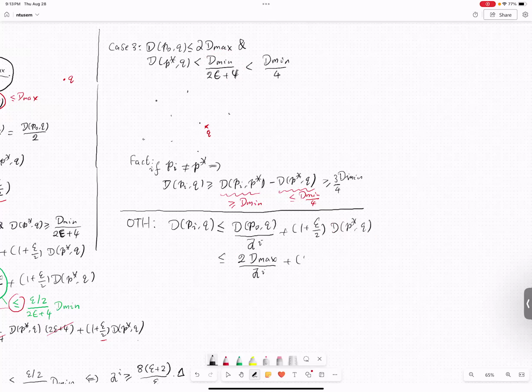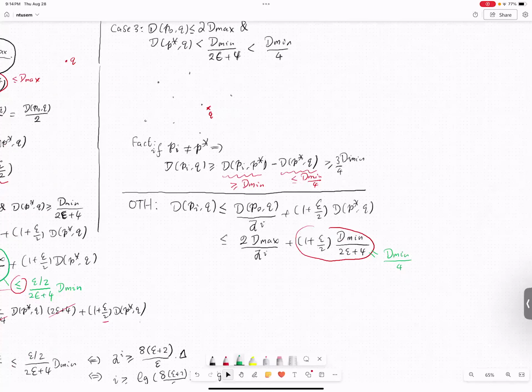This is 1 plus epsilon over 2, and then d min over 2 epsilon plus 4. What is this term? Obviously this can be simplified, so this is simply d min over 4.